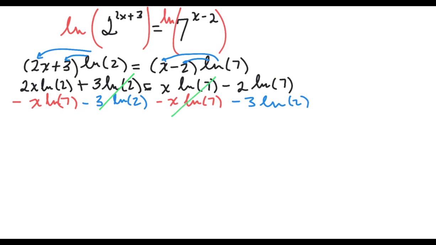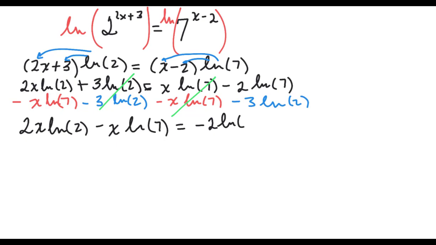So let's just write this back out. 2x ln of 2 minus x ln of 7 equals minus 2 ln of 7 minus 3 ln of 2. So I just rewrote it.